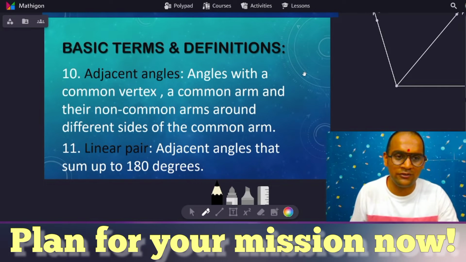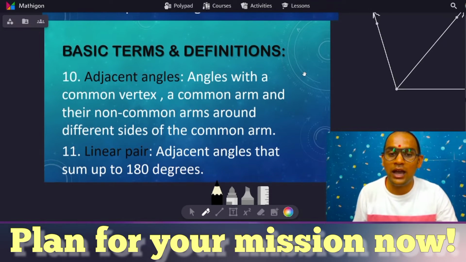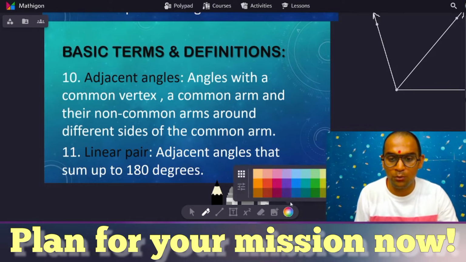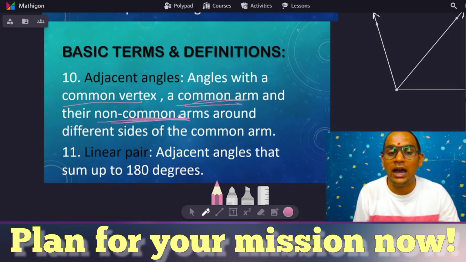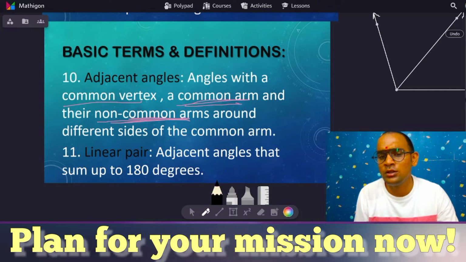Now, this is one definition which I want you to listen to very, very carefully and pay very close attention to. For adjacent angles, you need to have three important points. First, it should have a common vertex. Second, it should have a common arm. And third, the non-common arms should be around different sides. They should be on the opposite sides of the common arm.